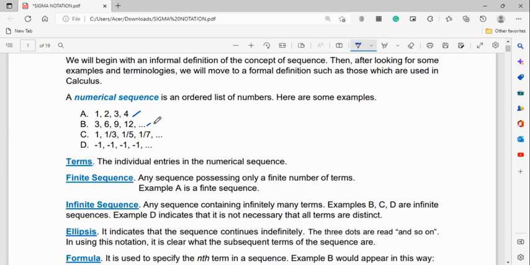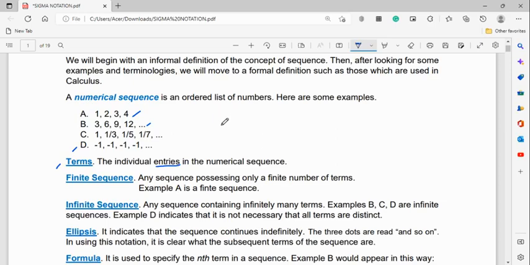Letter C, 1, 1/3, 1 over 5, 1 over 7, and letter D, negative 1, negative 1, negative 1, negative 1. So, repetitive itong letter D, no? And accordingly, that is still a sequence. Okay? May tinatawag tayong terms. These are the individual entries in the numerical sequence. So, in letter A, 1, 2, 3, 4 are terms.